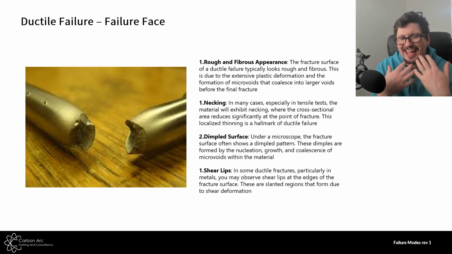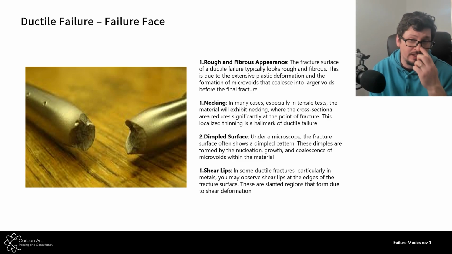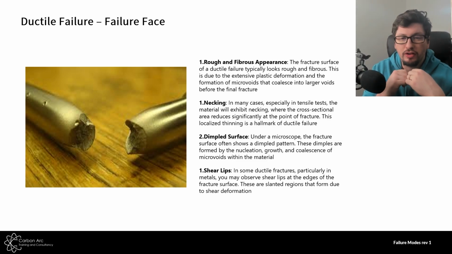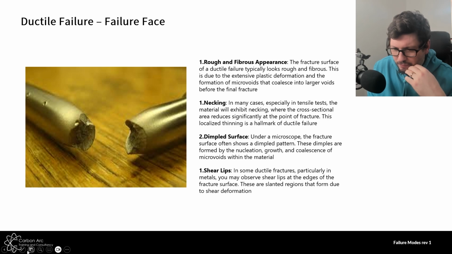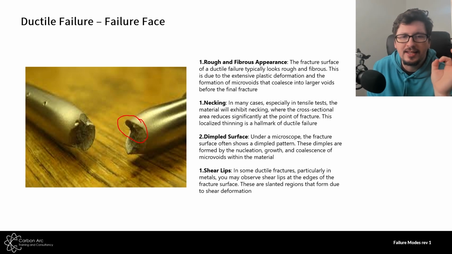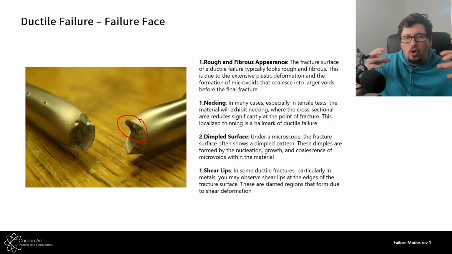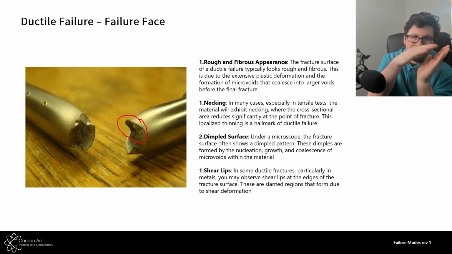It exhibits everything we want to see within a ductile failure. One of the big things here is what we refer to as shear lips at 45 degrees. If we look in this area here, this is our shear lip. This is a pulling apart at 45 degrees.